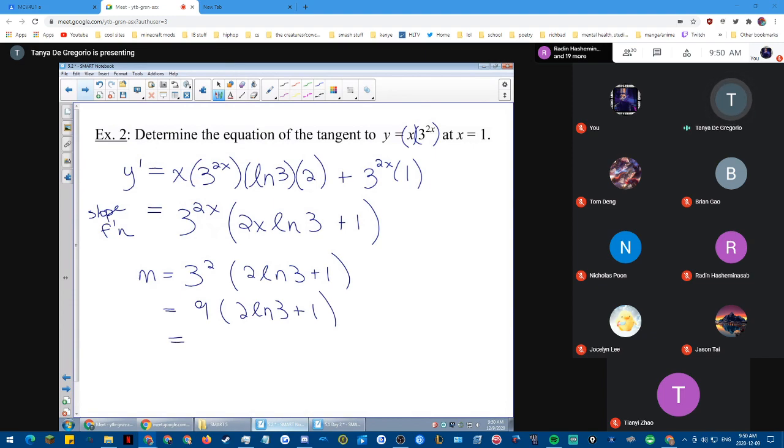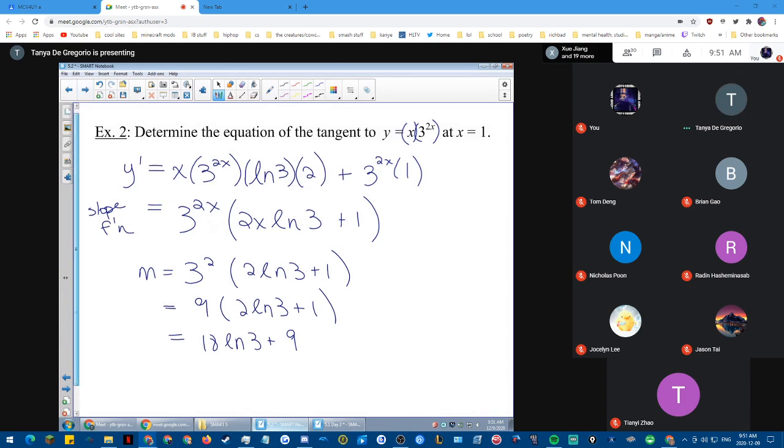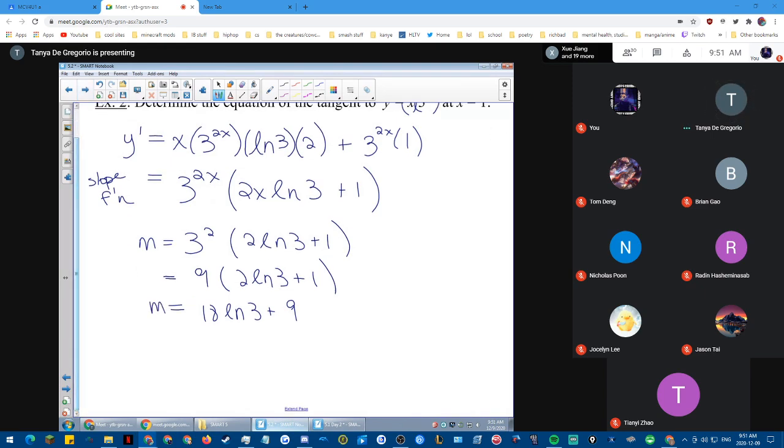Nine times 2 ln 3 plus 1, which is now 18 ln of 3. That's your slope, guys. I know that looks ugly, and I know that you guys, especially because we don't learn imaginary numbers anymore, are not used to seeing numbers separated this way. But this is just one number.